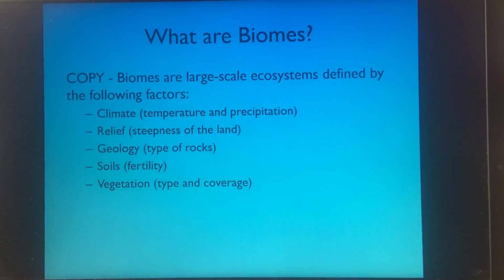Right, now that that's done, the next thing is we do need an official definition of biomes down in your exercise books. So what I'd like you now to do then is to copy down all of the things that are on this slide. So biomes: large scale ecosystems defined by the following factors: climate; relief, which is the steepness or the shape of the land; geology, the type of rocks that underlie the ground; soils and their fertility; and the different types of vegetation.